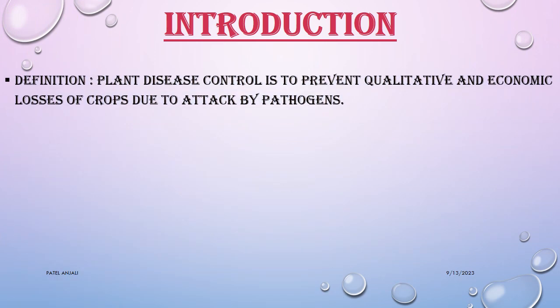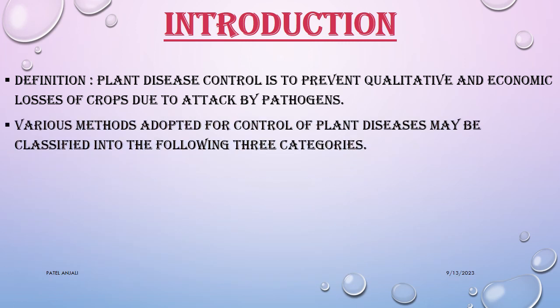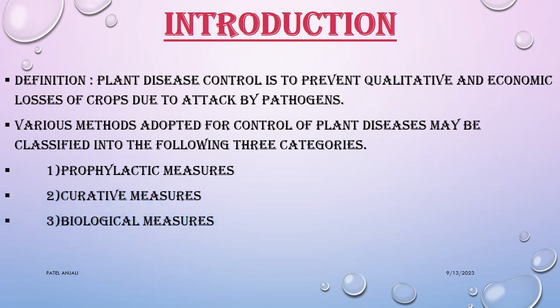So plant disease control is to prevent qualitative and economic losses of crops due to attack by pathogens. Various methods adopted for control of plant diseases may be classified into the following three categories: prophylactic measures, curative measures, biological measures.